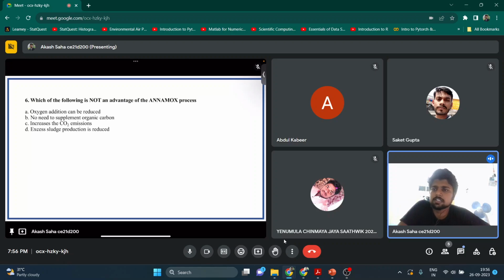Okay. So next question. Which of the following is not an advantage of the NMOX process? So four things are given. Oxygen addition can be reduced. No need to supplement organic carbon. Increases CO2 emissions. Excess sludge production is reduced. So which is not an advantage?